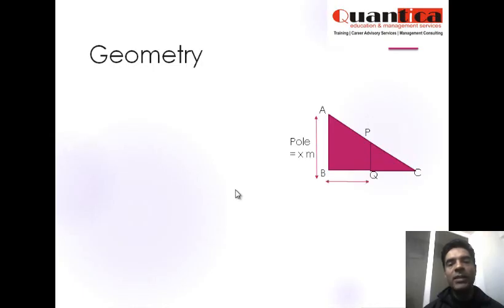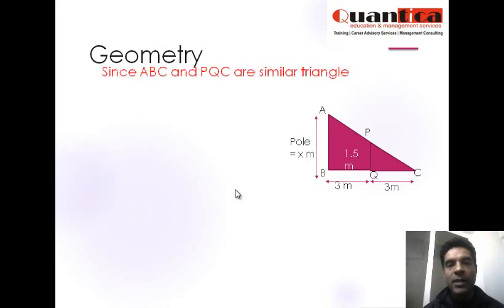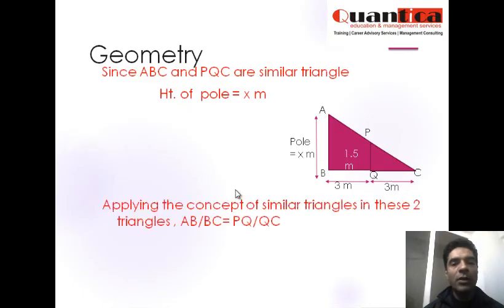The man, PQ, is standing 3 meters from the pole, and the shadow of the man is QC, which will again be 3 meters, because the height of the man is 1.5 and the length of the shadow is twice the height of the man. So you can very easily analyze that this is a case of similar triangles. ABC is a triangle which is similar to triangle PQC. Applying the concept of similar triangles to these two triangles, you can write that AB upon BC is equal to PQ upon QC.